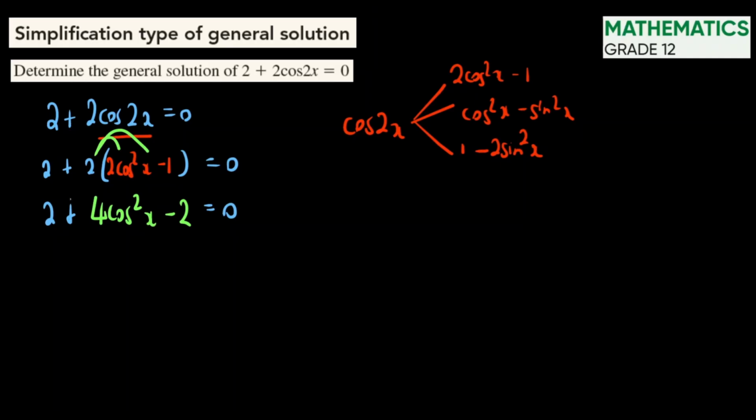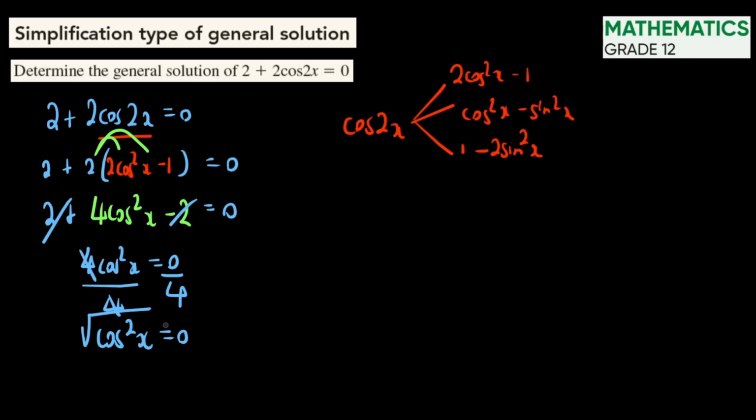What then happens, you can see that the 2 and the negative 2 cancel off, and we are left with 4 cos squared x equals 0. You divide everything by 4 so as to cancel the 4 on the left hand side. We are left with cos squared x equals 0. Then if we apply the square root on the left hand side and the right hand side, we'll be left with cos x equals 0.